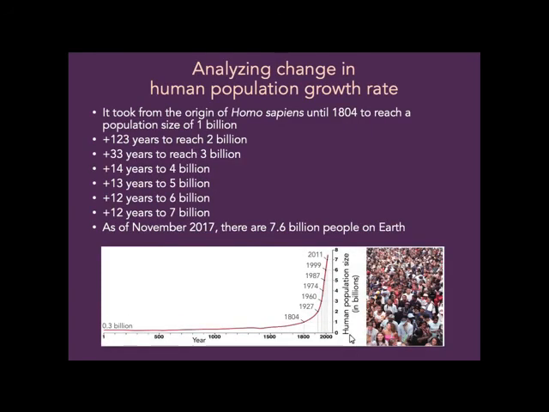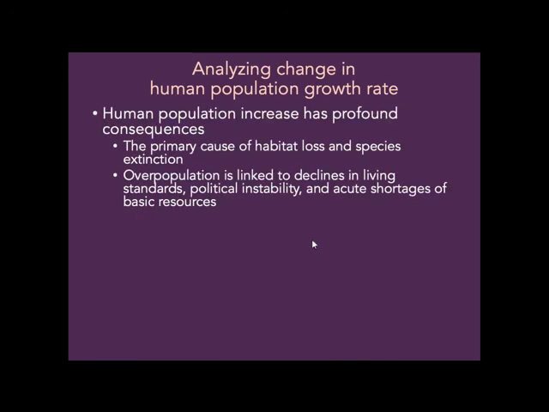This is looking at human population increase over time. It took from the origin of Homo sapiens until the year 1804 to reach a population size of 1 billion. It took another 123 years to reach 2 billion, then an additional 33 years to reach 3 billion, 14 years to reach 4 billion, 13 years to reach 5 billion, 12 years to reach 6 billion, and another 12 to reach 7 billion. As of November 2017, there were 7.6 billion people on Earth. I haven't looked for 2020, but you can see the shape of the curve, right?